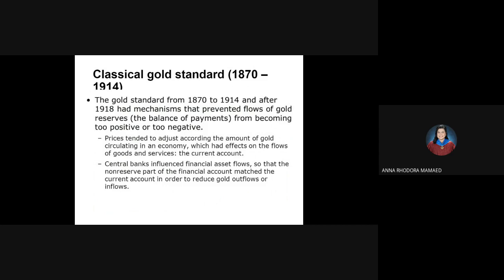The first monetary regime is the classical gold standard, from 1870 to 1914. It had a mechanism that prevented flows of gold reserves in the balance of payments from becoming too positive or too negative. In the classical gold standard, the government announces and adheres to a specific exchange rate for its currency in relation to gold. By making the national currency values more stable, the gold standard facilitated trade and other transactions between economies. Meaning to say, gold became the currency that is more stable.